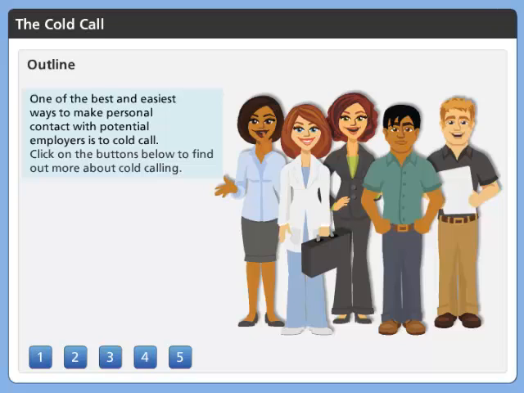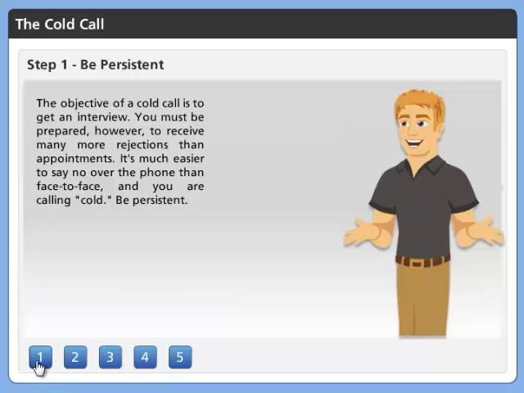One of the best and easiest ways to make personal contact with potential employers is to cold call. Click on the buttons below to find out more about cold calling. The cold call. Step 1. Be persistent. The objective of a cold call is to get an interview. You must be prepared, however, to receive many more rejections than appointments. It's much easier to say no over the phone than face to face, and you are calling cold. Be persistent.